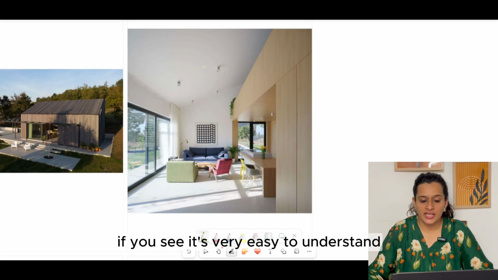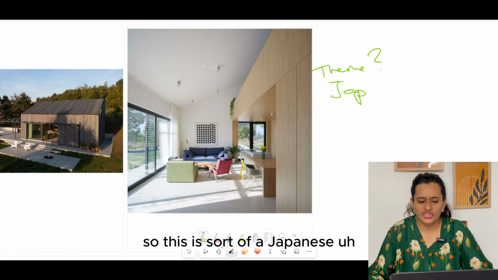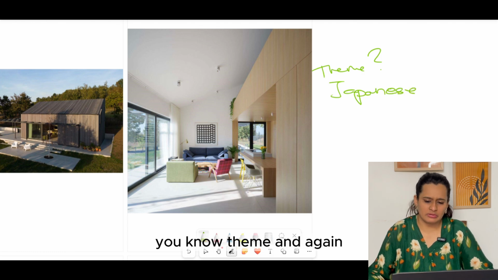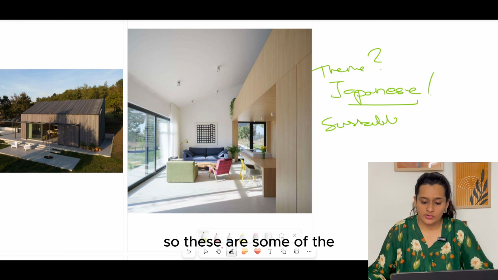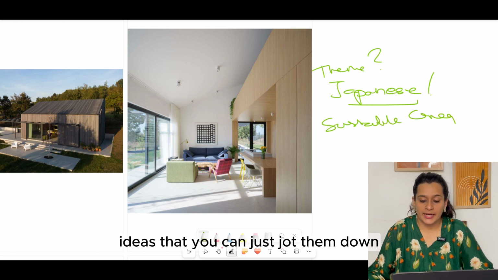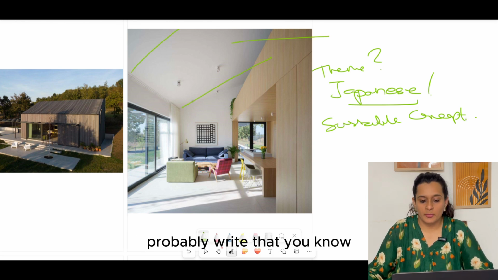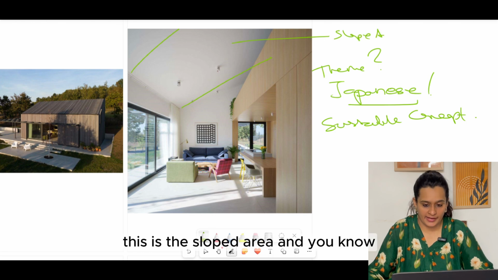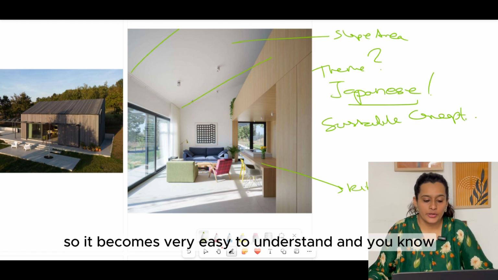Now if you see, it's very easy to understand what the theme would be like. So this is sort of a Japanese theme, and again, a very sustainable concept. So these are some of the ideas that you can just jot down. If you see, there's a sloping area here, so you could just probably write that this is the sloped area, and this is, again, your kitchen. So it becomes very easy to understand.